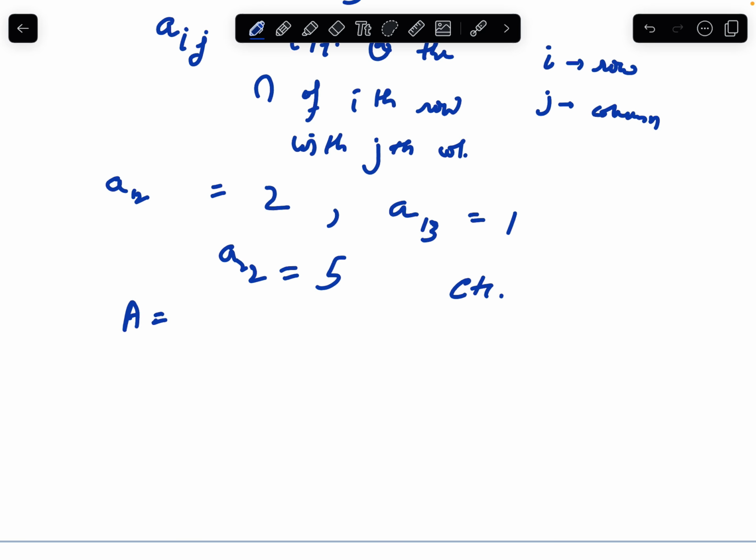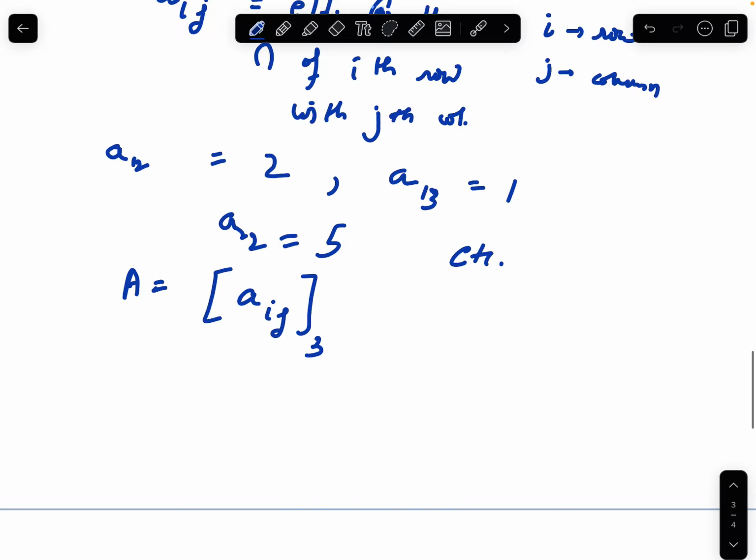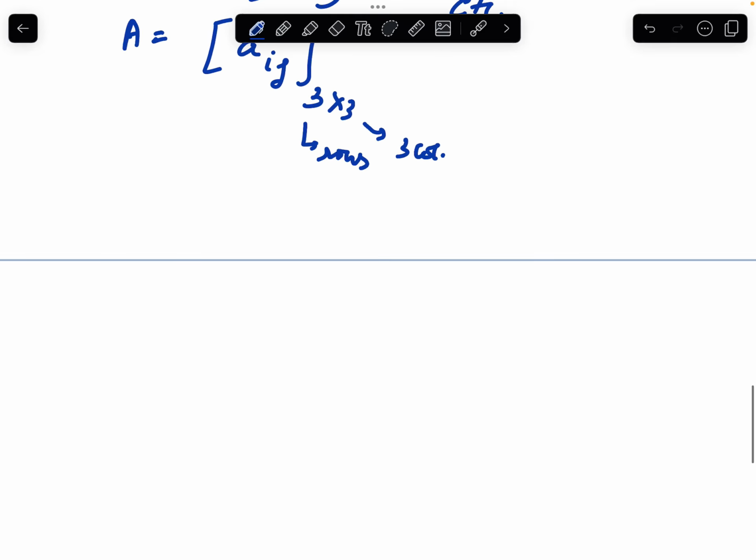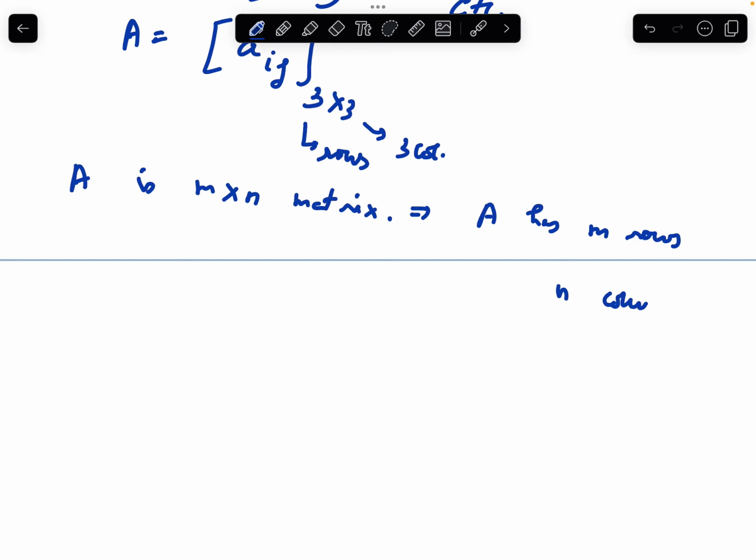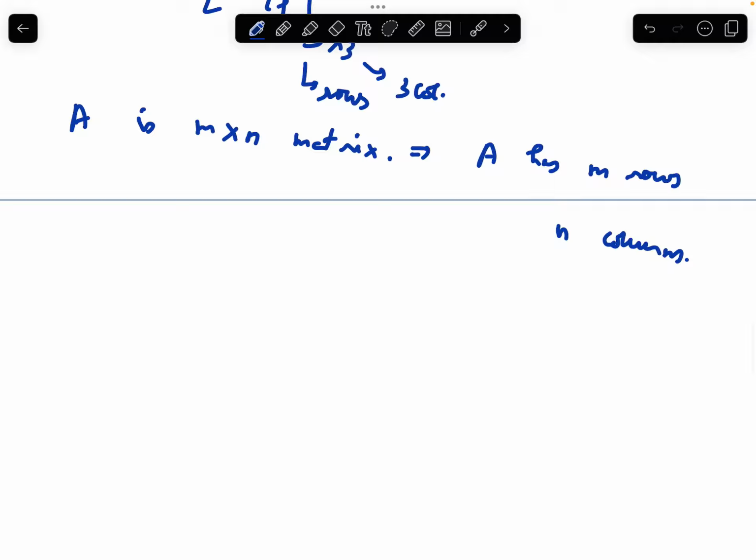And we denote matrix A sometimes like this: Aij, and it's a 3 by 3 matrix, 3 rows, 3 columns, right? So if A is an m by n matrix, this means that A has m rows and n columns.